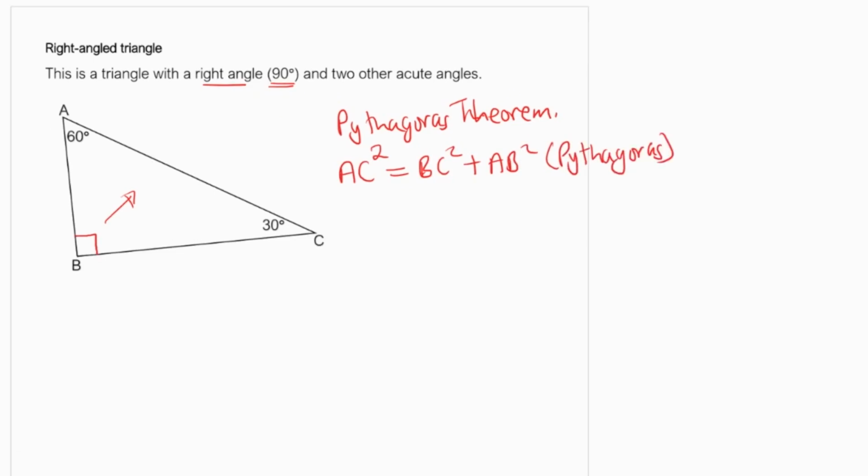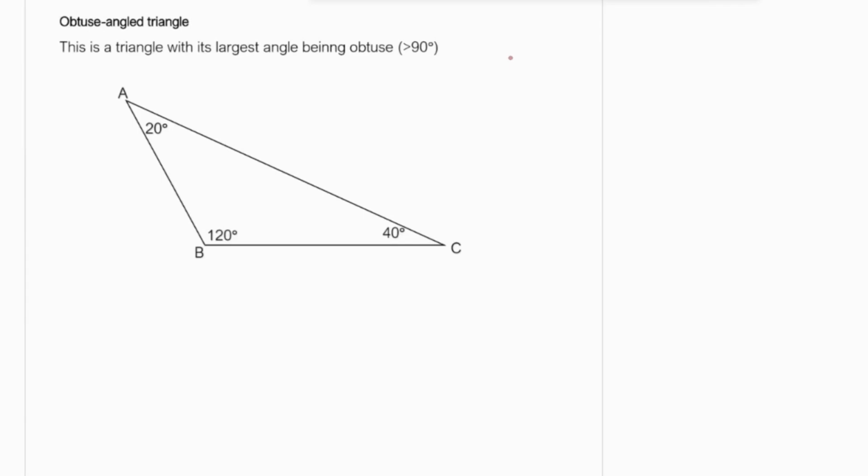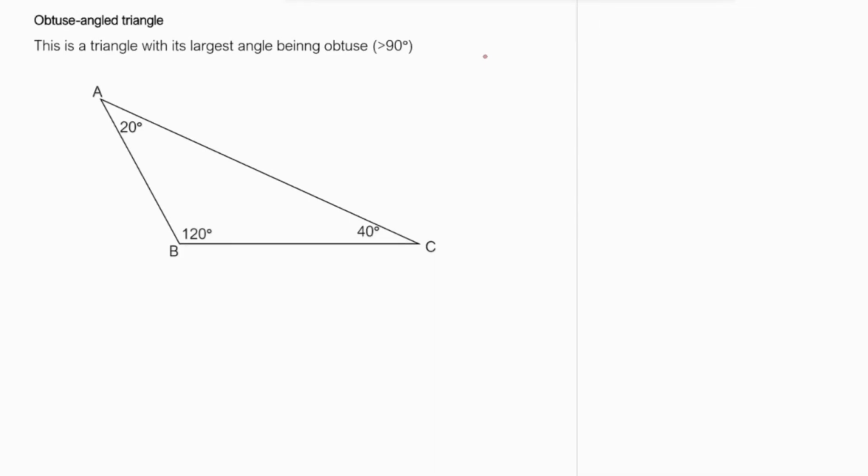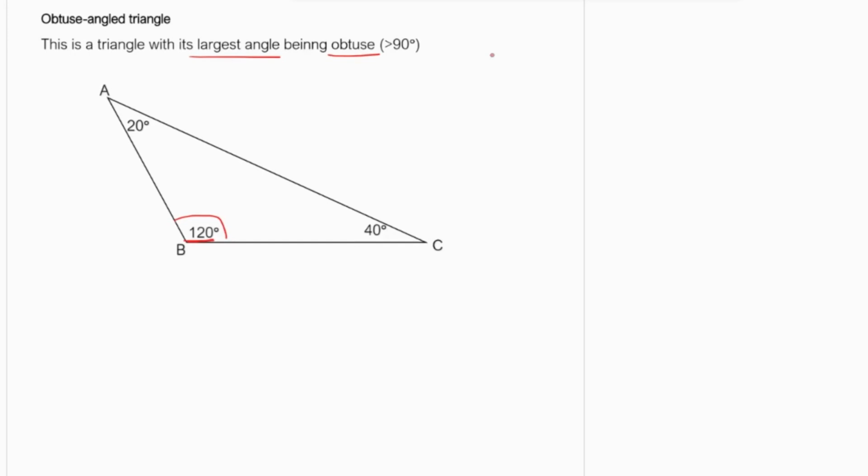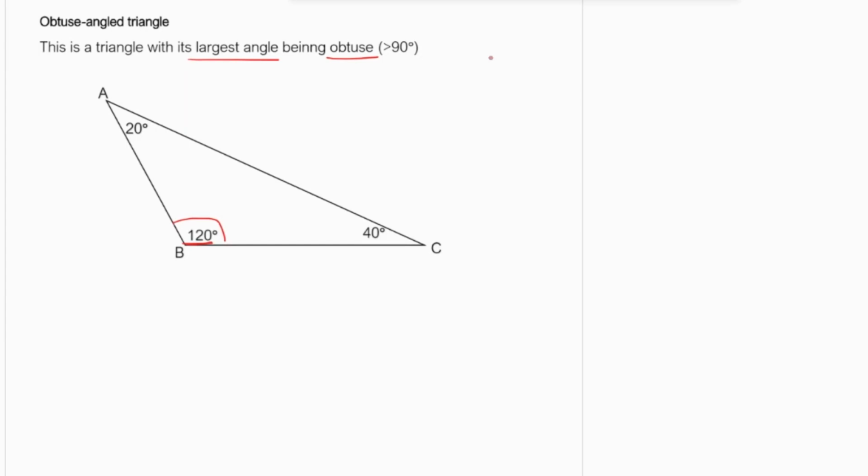You have to remember that we have an obtuse angle triangle. This is a triangle with the largest angle being obtuse. Like we have angle B here, which is 120 degrees. 120 degrees is greater than 90. So that's why this was referred to as an obtuse. It can be an obtuse scalene triangle if all the sides are different and all the angles are different. It can be referred to as an obtuse scalene triangle.